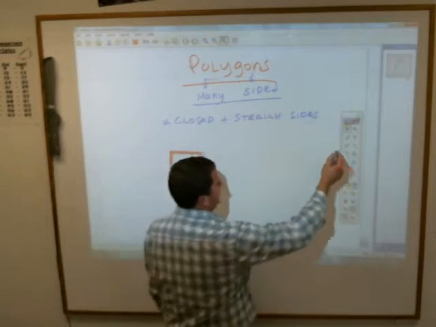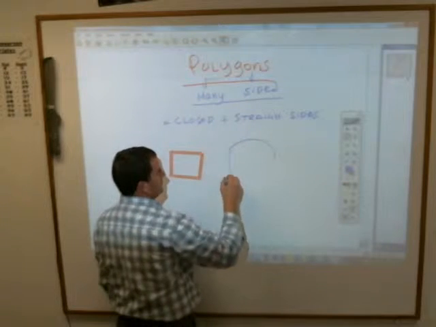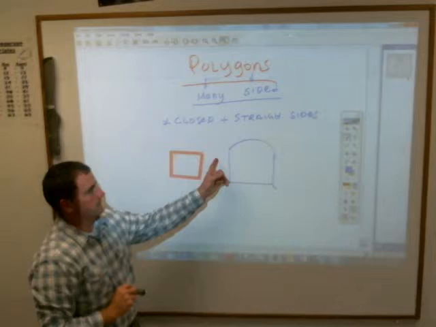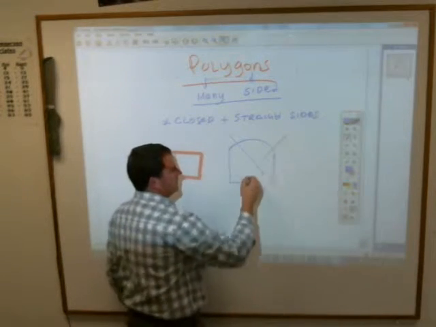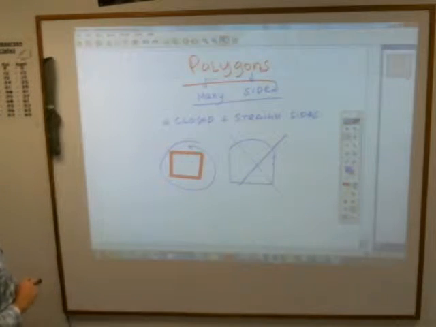And in addition to that, if I had this shape that looked like this, while this shape is closed, it's not a straight line. So this is not a polygon. This one is, something with many, many sides.